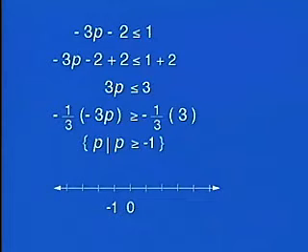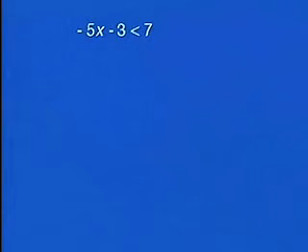We can look at the graph of this solution on our number line, mark the point negative 1, and since we want to include negative 1, we'll put a bracket there, and we'll shade in the number line to the right. Now here's a problem for you to try. Remember to write your solution as a set of numbers and to graph your solution on the number line.